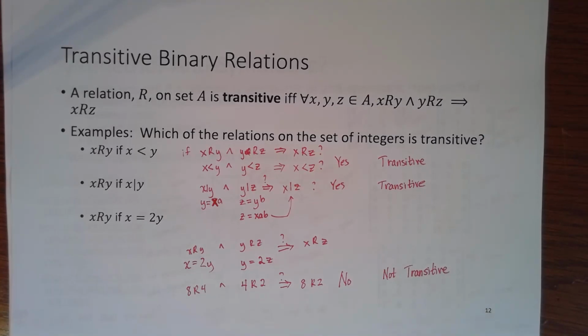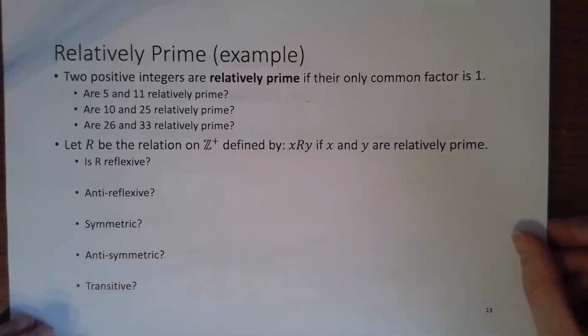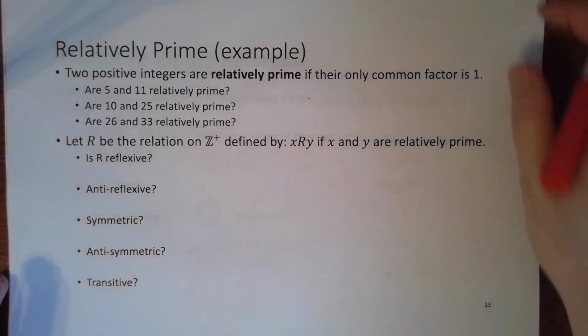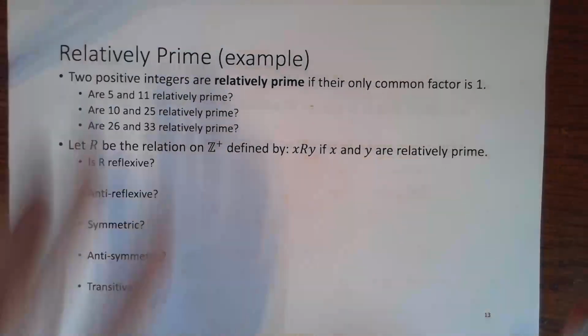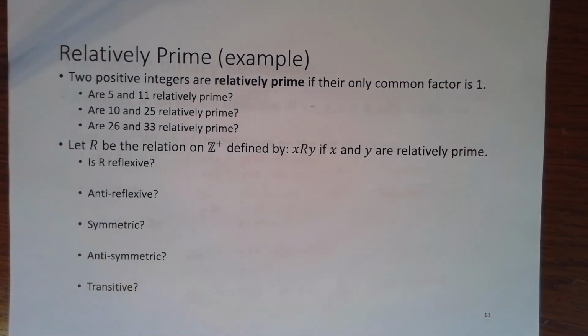Okay. So we've got two more examples to look at. This time we're going to look at every single property that we've discussed. Two positive integers are relatively prime if their only common factor is 1. Let's make sure we understand this before we look at this relation and decide if it's reflexive, anti-reflexive, symmetric, and so on.